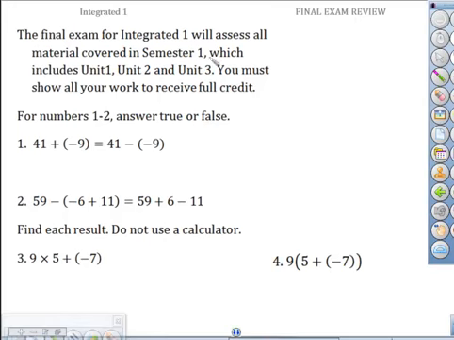Alright, so this is the final one video tutorial. So we're going to start with number one. And notice that first off on the directions it talks about what this final is going to assess you on, and then you need to show all your work.